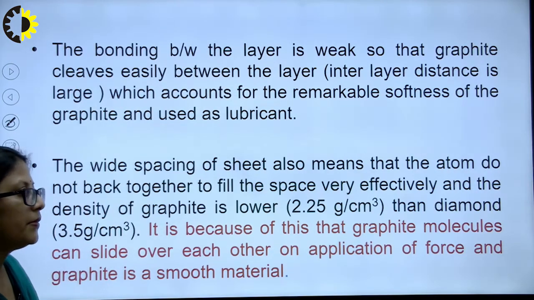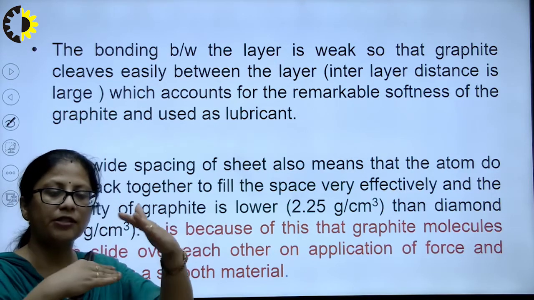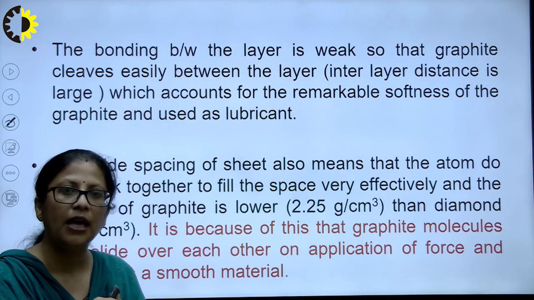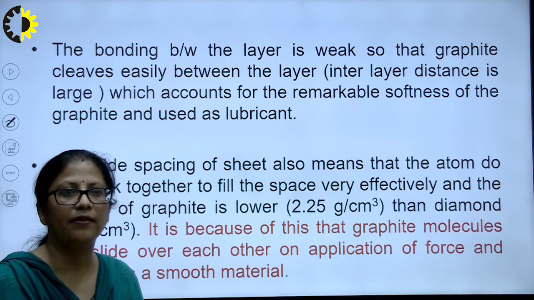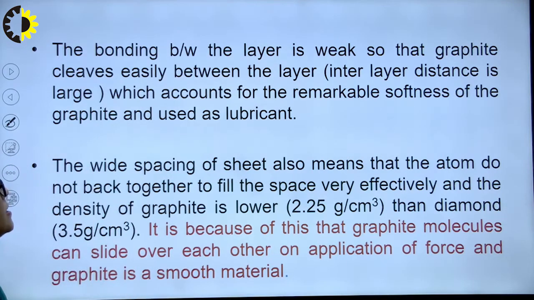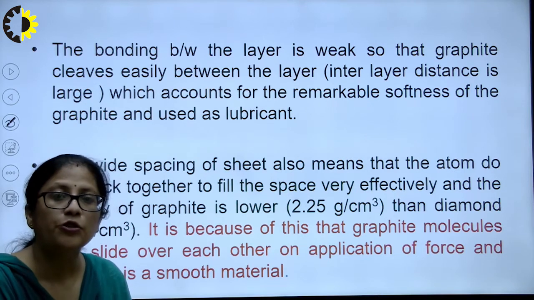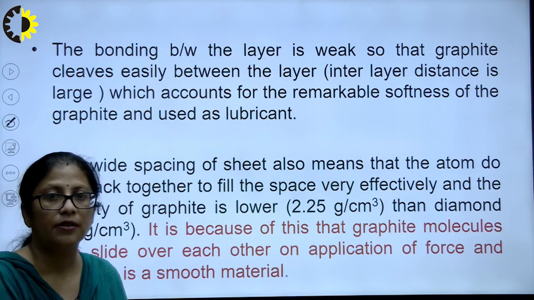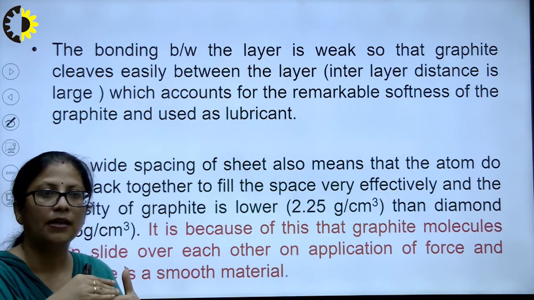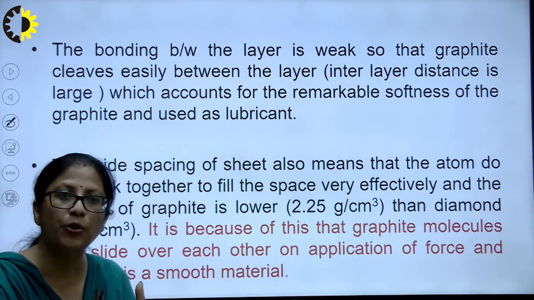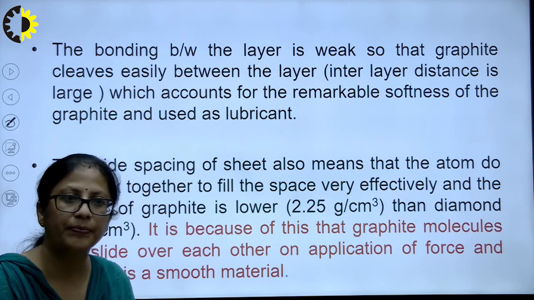Now, the bonding between the different layers of graphite is very weak. Therefore, graphite cleaves easily between the layers. That means the interlayer distance is large, and it accounts for the softness of graphite. Graphite is soft because these layers keep sliding over one another as the coefficient of friction is low, and therefore it is used as a lubricant.